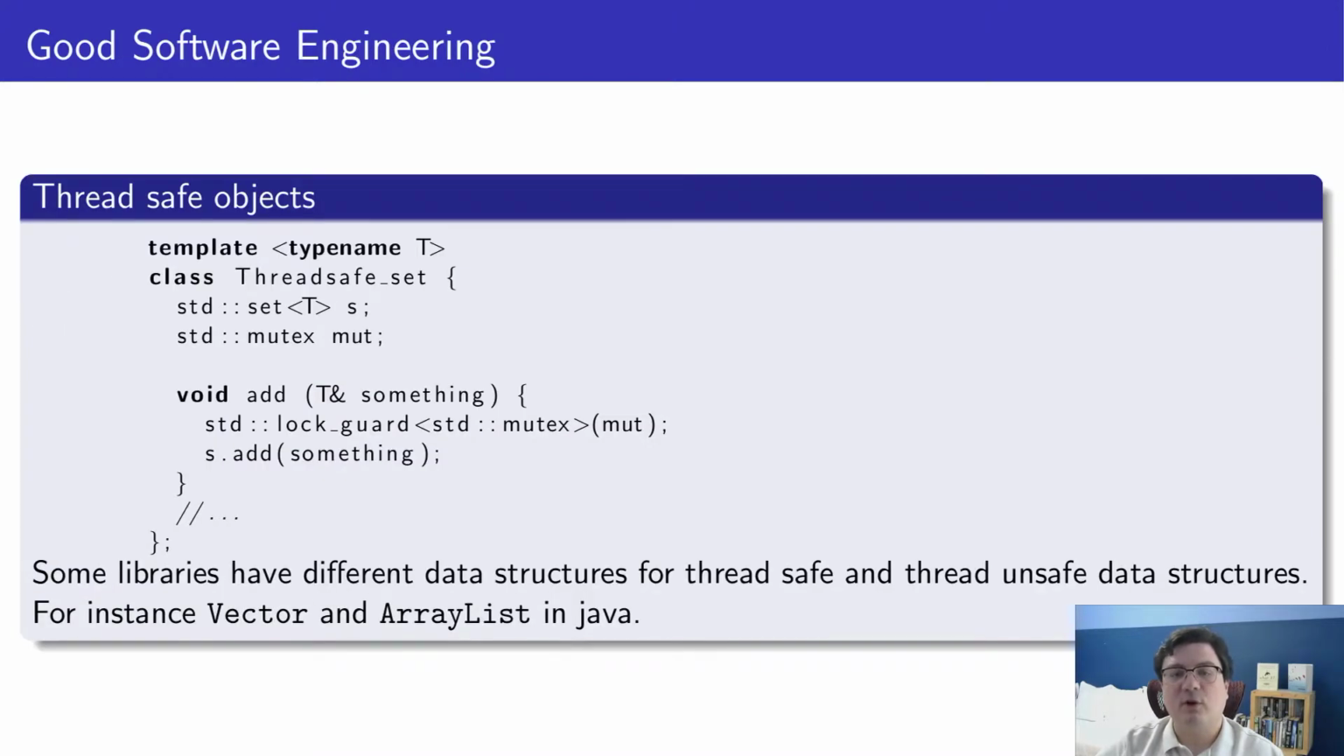A common software engineering solution is to create a new type where all operations are thread-safe. A simple implementation would be to properly lock the access inside all the functions of the object. This is a very common strategy, and it is the primary difference between Vector and ArrayList in Java.